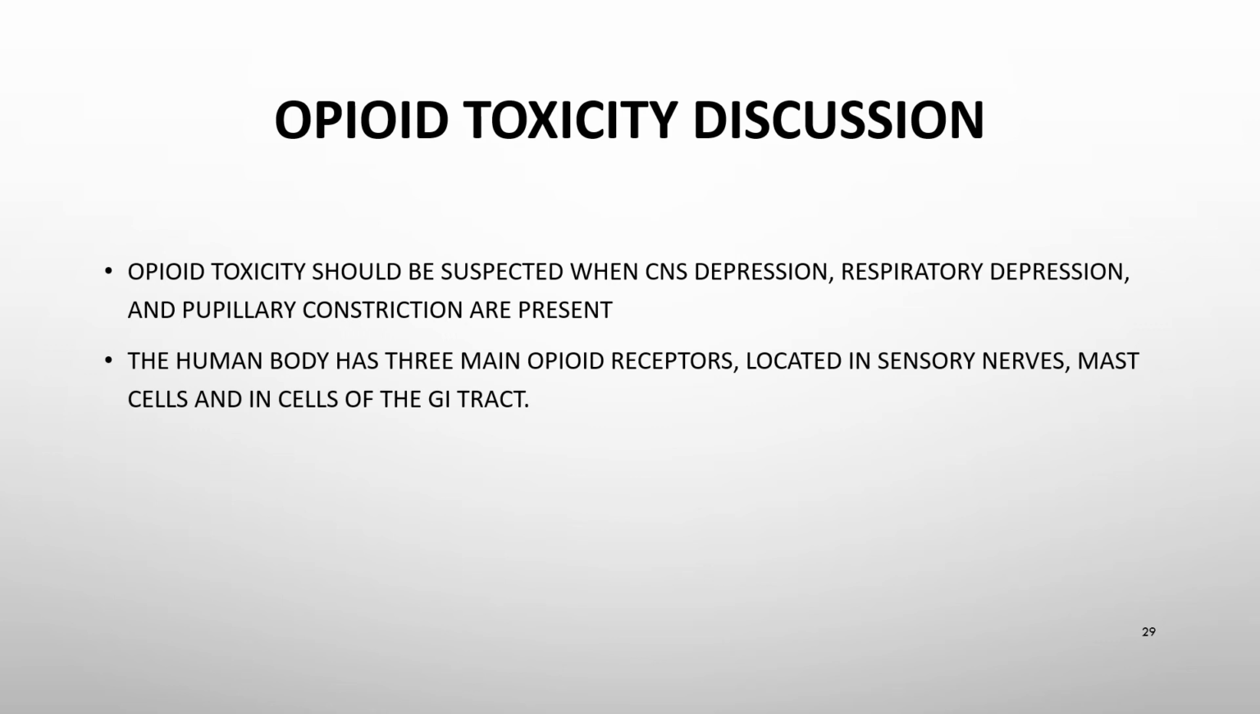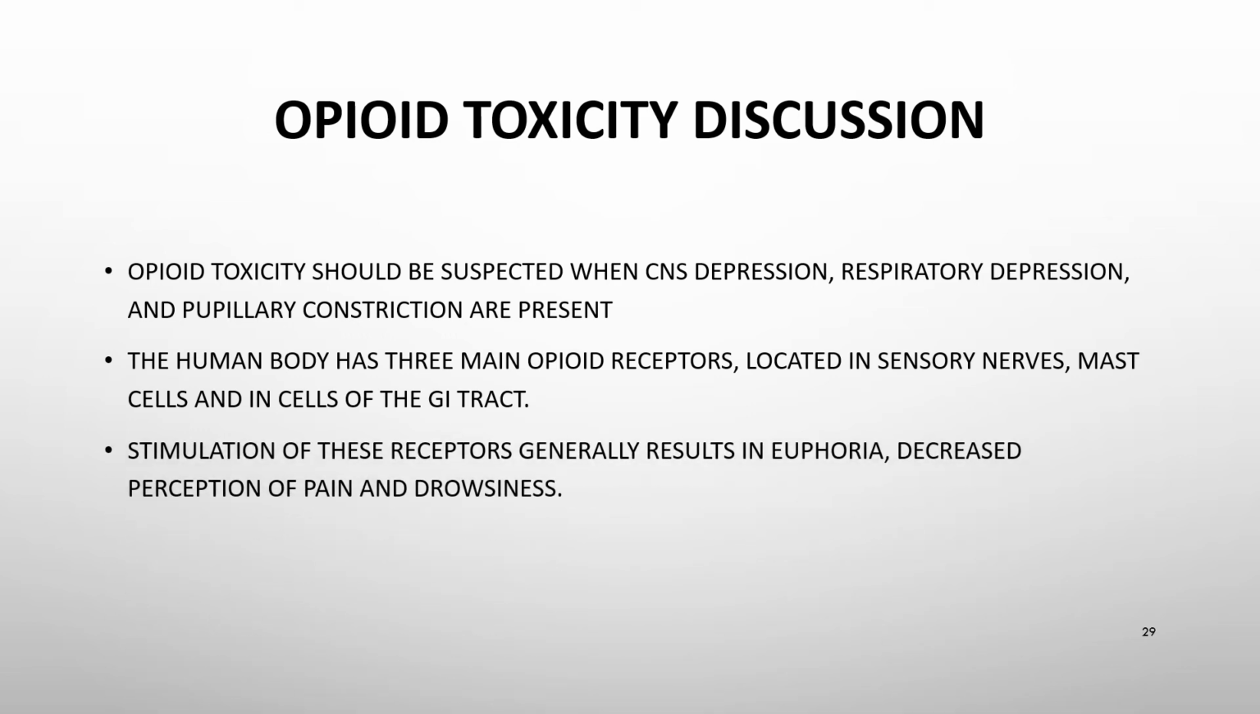As a result of these opioid receptors being in these areas, you'll see certain types of effects, which I'm going to get into a little bit more. Stimulation of these receptors typically results in euphoria, a decreased perception of pain, and drowsiness. The human body, like I said, has 3 of these main opioid receptors.